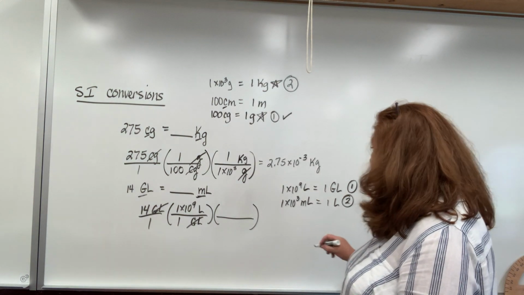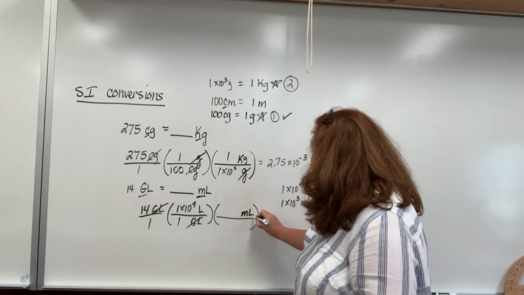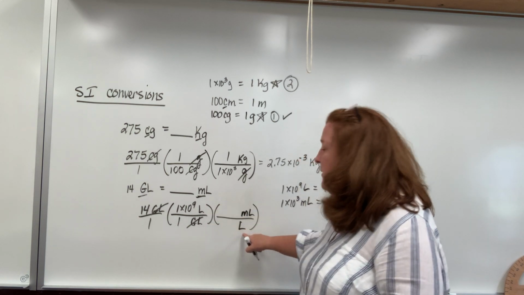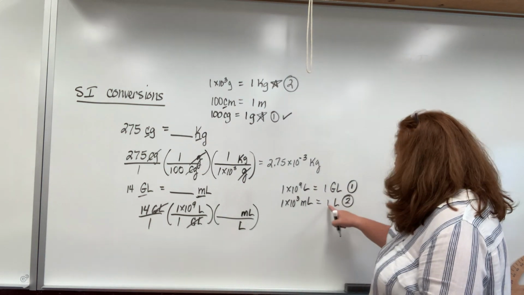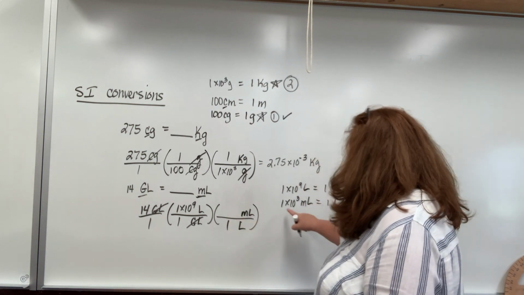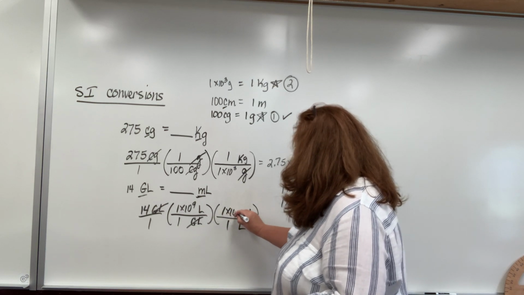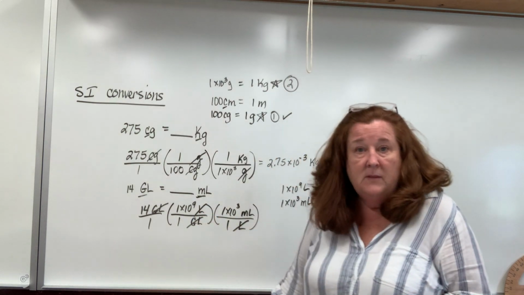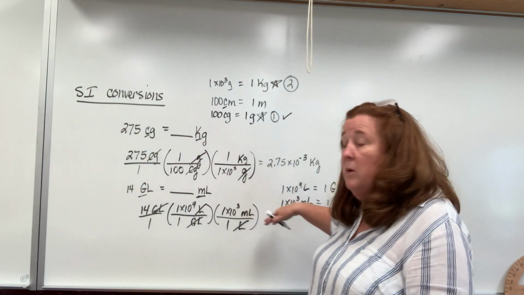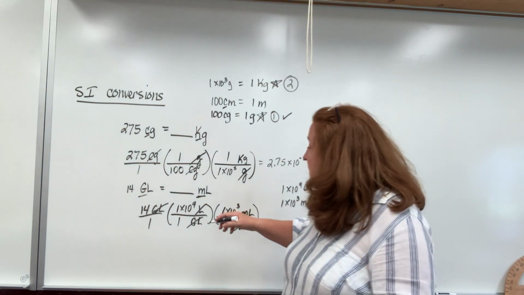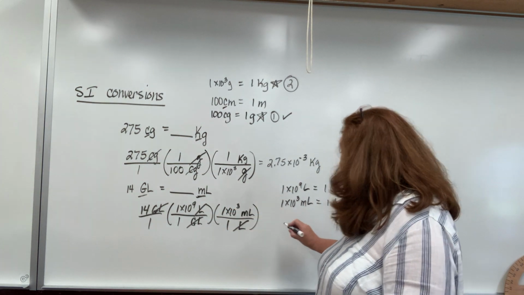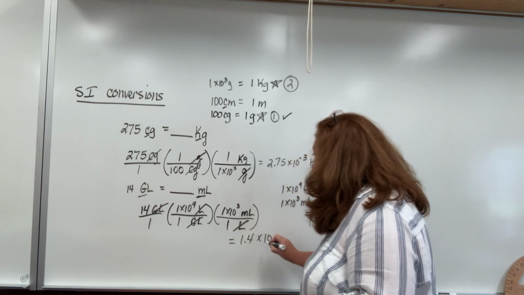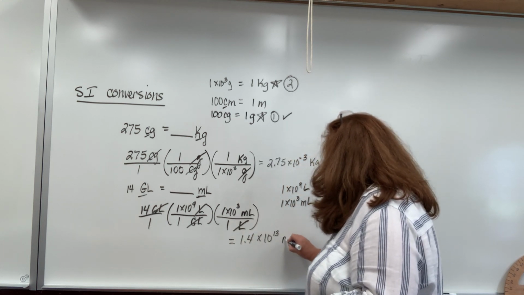So I'm going to put milliliters in the top, because that's what I want to get. And I'm going to put liters in the bottom, because that's what I'm making cancel out this time. And then I look at the numbers. There's a 1 in front of the liter. There's 1,000 in front of the milliliter. And that's going to make that cancel out. And now I just do the math. Everything is in the numerator, that means I multiply. 14 times 1 times 10 to the 9th times 1 times 10 to the 3rd is 1.4 times 10 to the 13th. And that's going to be milliliters.